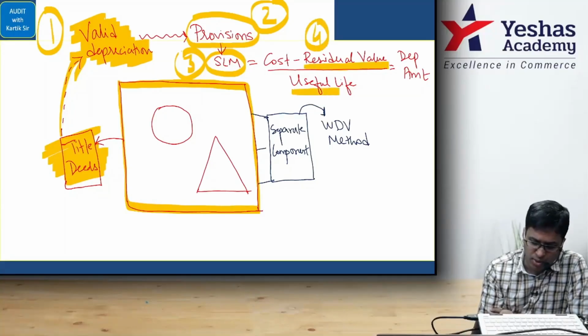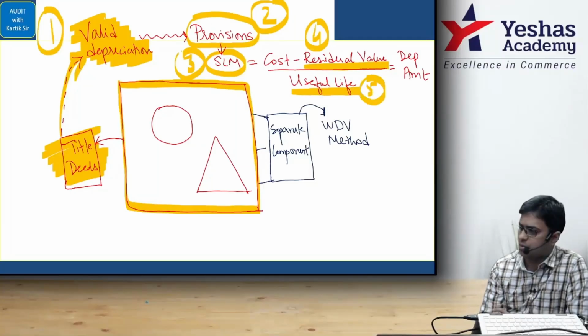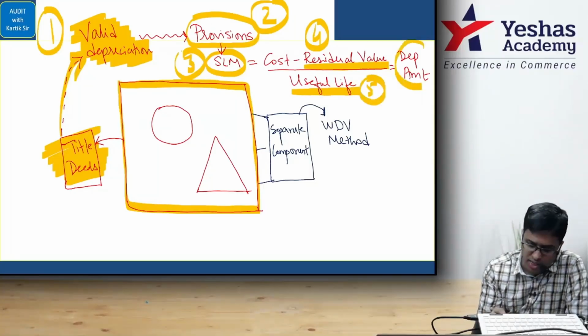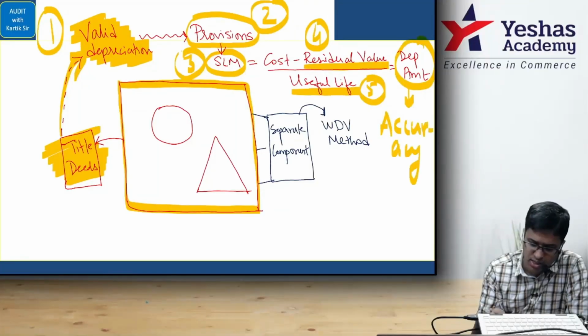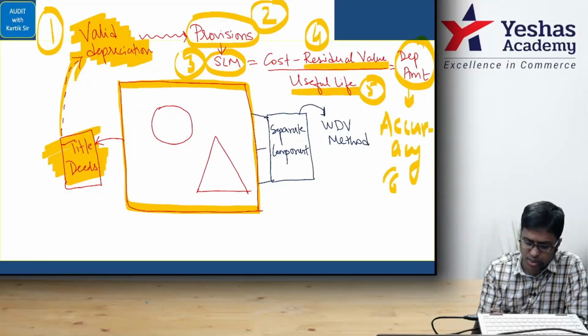Next, what is the useful life of the machine? That is the period for which the machine is going to run. That you will take it here. That is point number 5. Next, you will check whether the depreciation amount is calculated accurately or not. So here you are checking the calculation. You are checking the accuracy. I'm writing here, you are checking the accuracy in this case. And accuracy of depreciation amount, this is your point number 6.